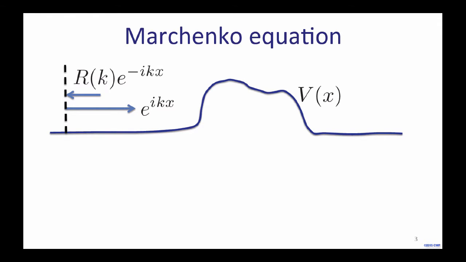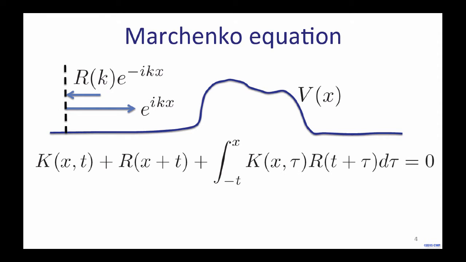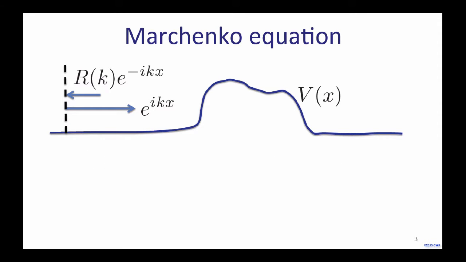You send in an incoming wave from the left. You record a reflected wave with a certain reflection coefficient as a function of wave number, or frequency if you want. And the job is to estimate the potential from your reflectivity, from your reflection data. And this problem, believe it or not, has an exact solution. There are no approximations involved. And not only that, it is stunningly simple.